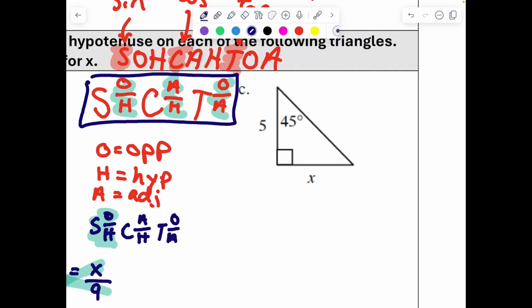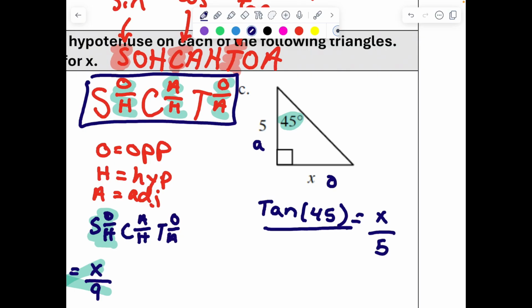All right, on to this one. We've got 45. This is the opposite side. This is the adjacent side. So we are using tangent for this. So tangent of 45 is going to be the opposite, so x over a. I'm sorry, a is 5. Okay, and when I cross multiply and put this into my calculator, x is equal to 5.